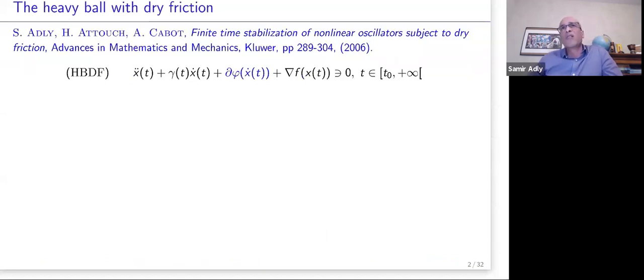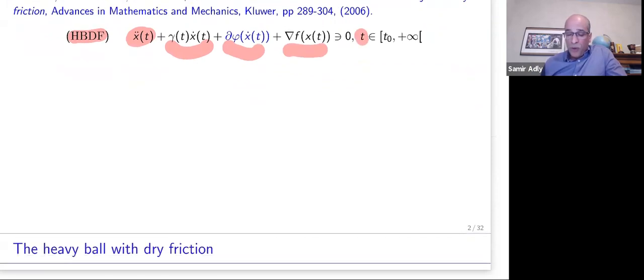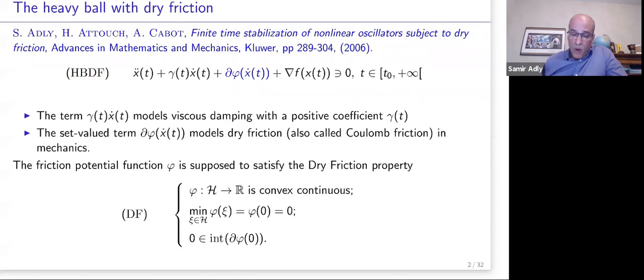We have a second order dynamical system that you see here that we call the heavy ball with dry friction. You see here, this term is the acceleration. This is the viscous damping. And here we have the dry friction, and this is the potential, okay? t is, as usual, the variable for time. And this model, with the set-valued map that I have here, models dry friction, also called Coulomb dry friction in mechanics.